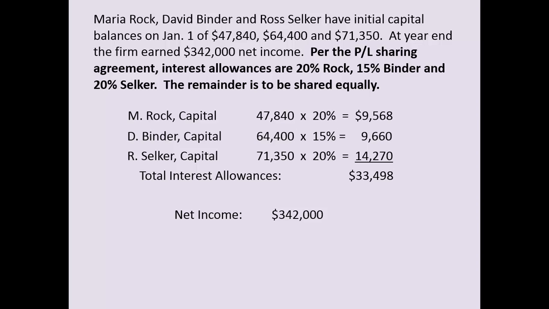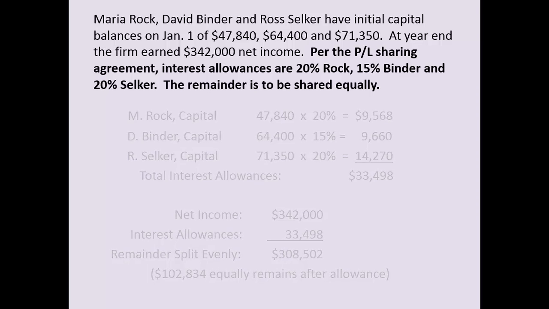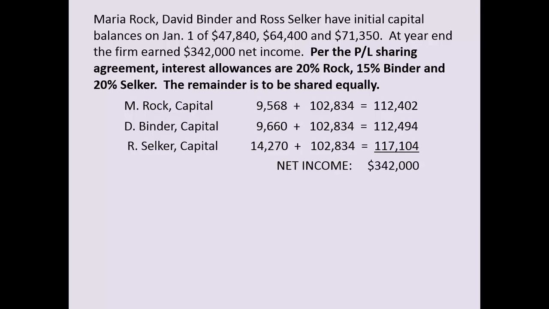So total interest allowance, based on this example, is $33,498, but you had a total net income of $342,000. So after subtracting that, what's left? And with this agreement, the remaining after the interest allowance is divided equally. So you take the interest allowance plus that equal split, and it should equal your net income. Always double check your numbers. So this allocation is very close for the three partners. Selker's getting a little bit more.